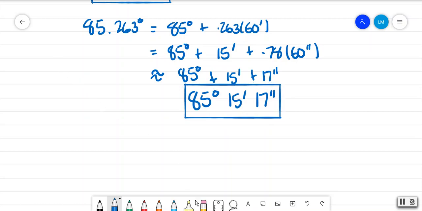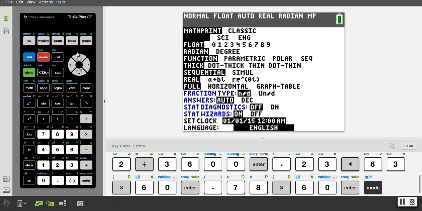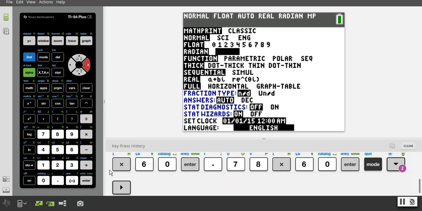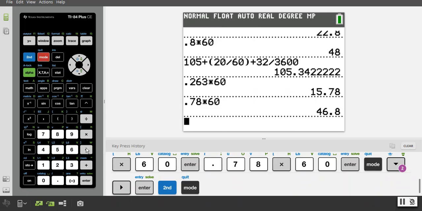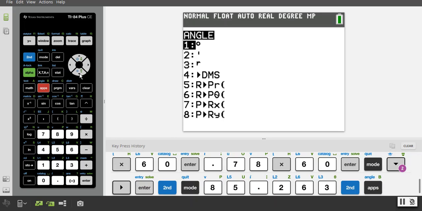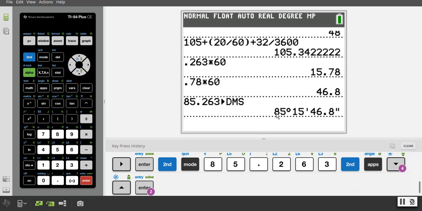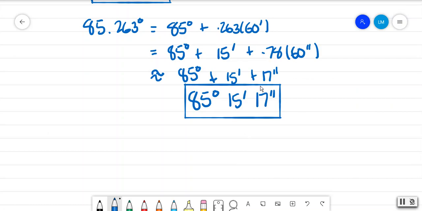Now, interestingly enough, I could have just put this in the calculator. If I change my mode on my calculator, I believe I should be able to just do 85.263, and then from here go to second apps, and then select the fourth option. See how it gives me 85 degrees, 15 minutes, and then 47 seconds. Yeah, that should be a 4.